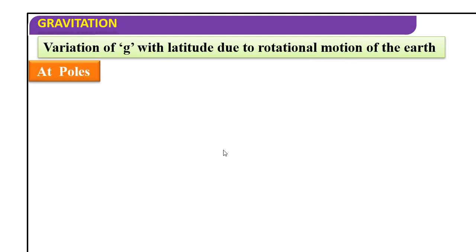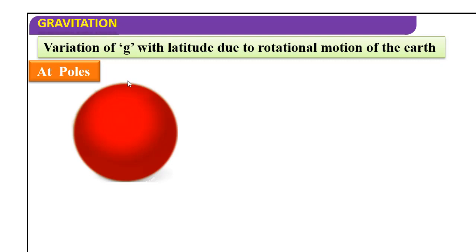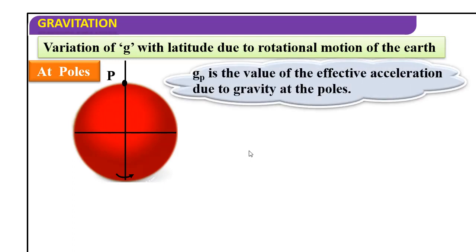Variation of g with latitude due to rotational motion of the earth. At the poles, poles means here. See the angle how we have taken, you check it with the horizontal, like this we have taken. So phi value will be 90 degrees here. So Gp is the effective acceleration due to gravity at the poles. Gp is equal to g minus R omega square cos square phi. Here phi is equal to 90 degrees, so this value will become 0. So Gp at the poles is equal to g only.